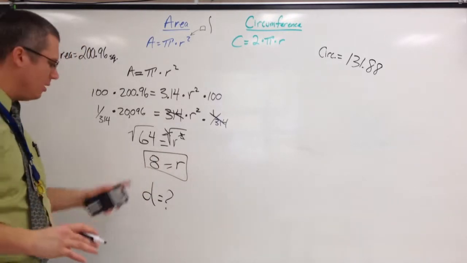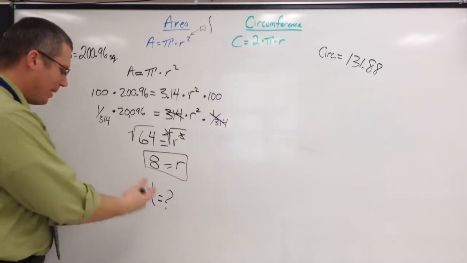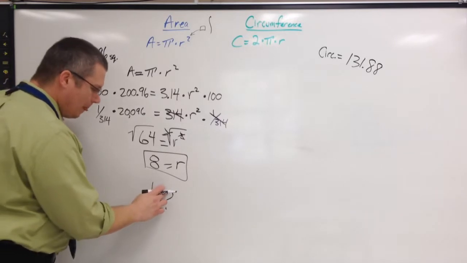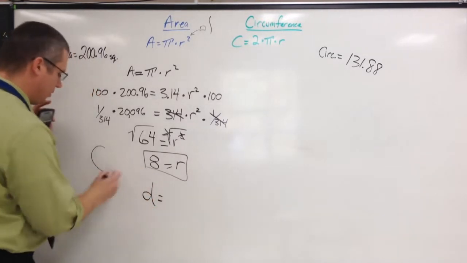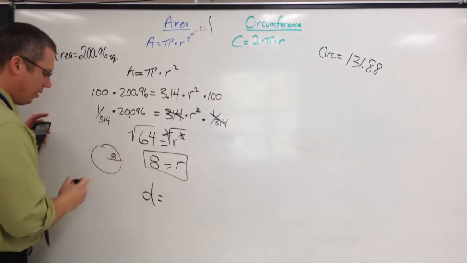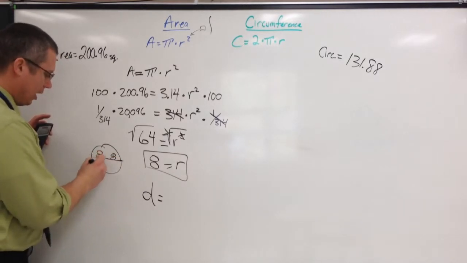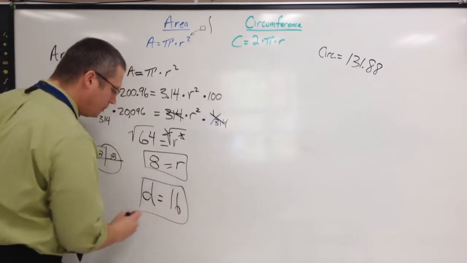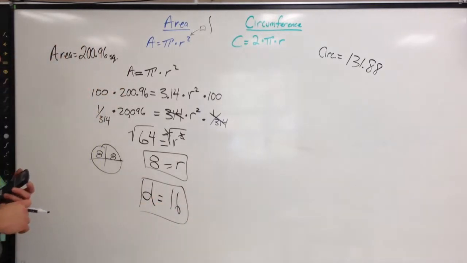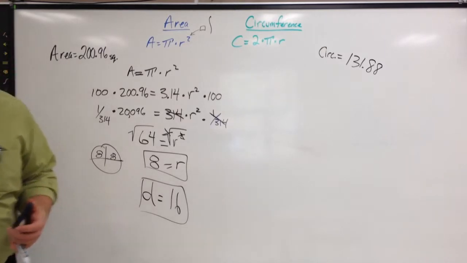Now notice I'm not done. My radius is 8, so what does my diameter have to be? Oh, diameter is 2 times the radius. So my circle, 8 is halfway across. What's the whole way across? Another 8 must be 16. So that's area working backwards.